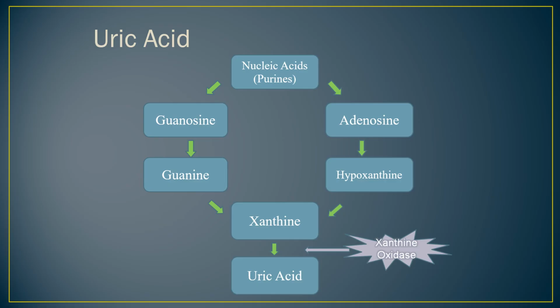Interestingly, most other mammals and vertebrates will then have an enzyme called uricase, which will break the uric acid down into an inert substance called allantoin. And this has much less toxicity and is able to be excreted easily. Somewhere in the human evolution, we lost uricase. And so we stop at uric acid.